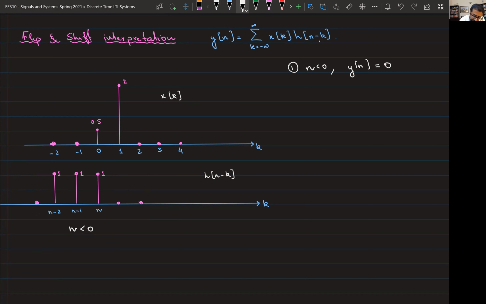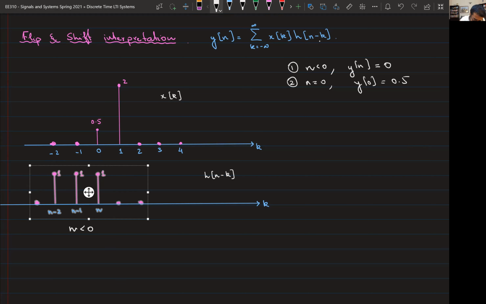The second case corresponds to n equals 0. What is y of 0 here? Excellent, right? So this is 0.5 because I multiply these two signals together and then I sum them up, right? But since there's overlap only at one place, and that place is n equals 0 or k equals 0, and that multiplication is 0.5, therefore the summation is 0.5. Right, excellent. Now let's shift this even further.